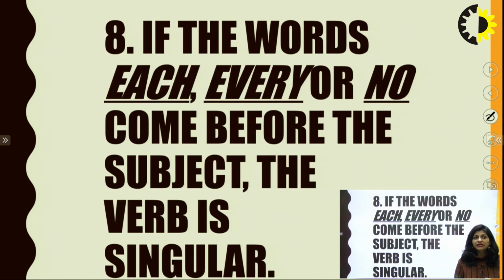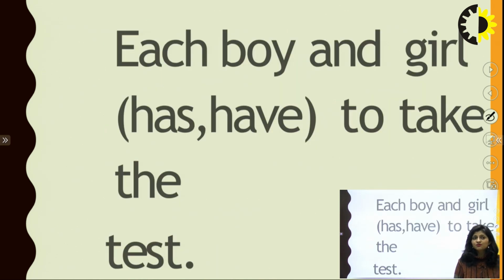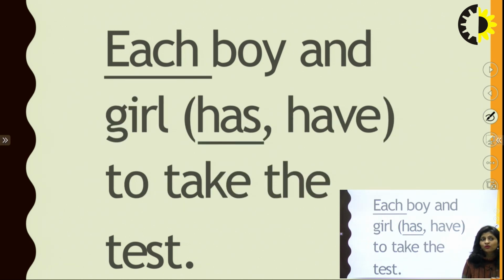If the words each, every or no come before the subject, the verb is singular. I have already told you this in the previous sentences: when we use each or every, we always consider them a singular subject, and we always use a singular verb after them. Each boy and girl has or have to take the test? Here each is used before the subject, so it has become a singular subject. So you are going to use a singular verb here. Each boy and girl has to take the test.